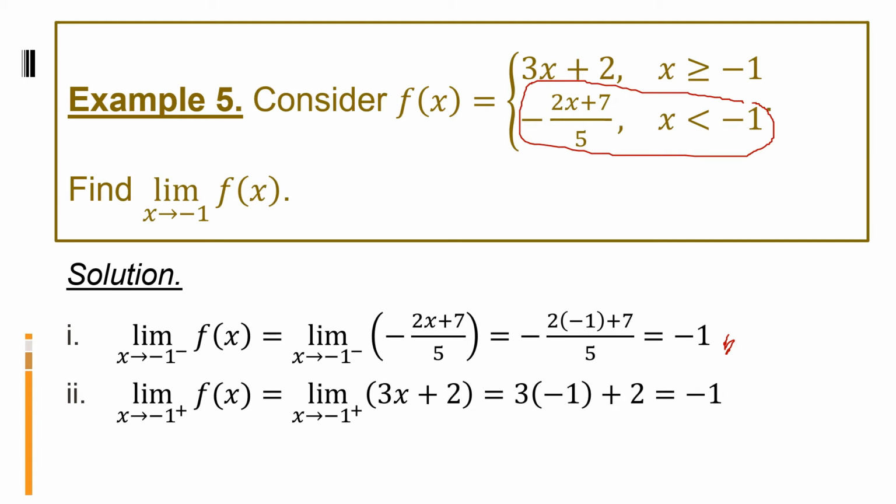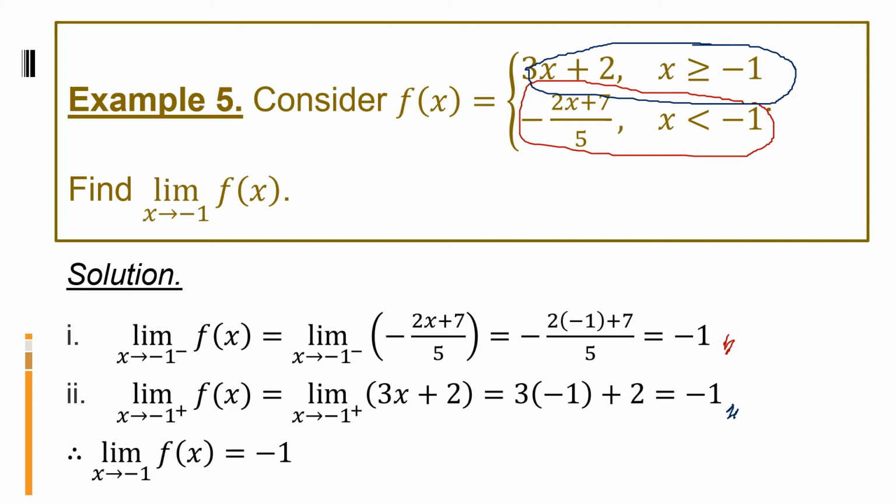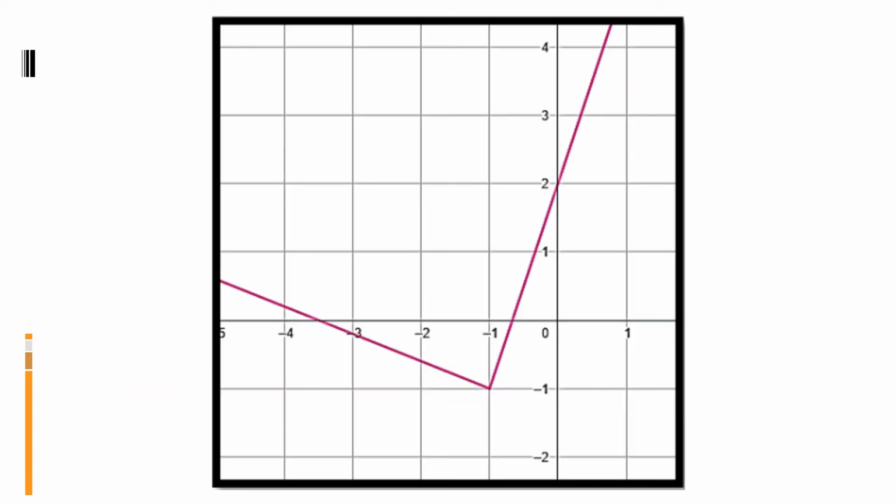Pangalawa naman, the limit as x approaches negative 1 from the right of f of x equals, okay, since from the right, yung greater than negative 1 naman, so we have this. So that is the limit as x approaches negative 1 from the right of 3x plus 2. By direct substitution, that is just equal to negative 1. And since the right-hand limit and the left-hand limit are both equal to negative 1, therefore the limit as x approaches negative 1 of f of x is equal to negative 1. So this is now the graph of our function at makikita nyo na indeed sa negative 1 nga talaga yung limit.